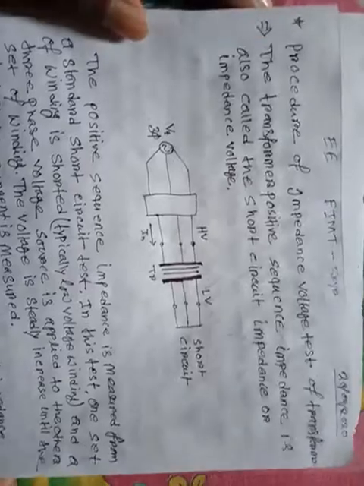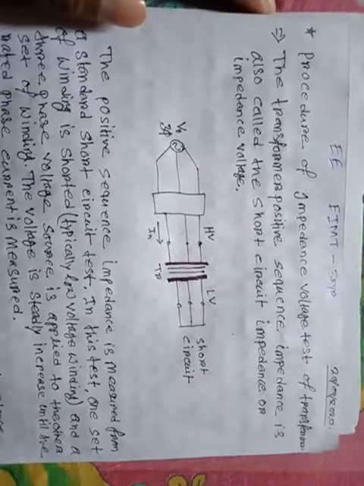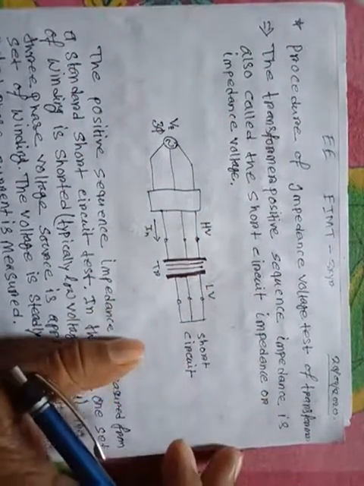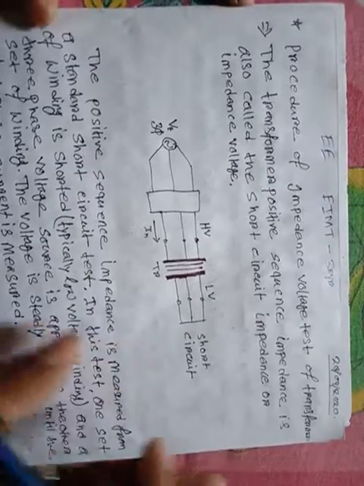It means, when the power transformer's secondary side is short circuited, then a high current will flow, and this current will flow through the impedance voltage. The transformer positive sequence impedance is also called the short circuit impedance or impedance voltage.